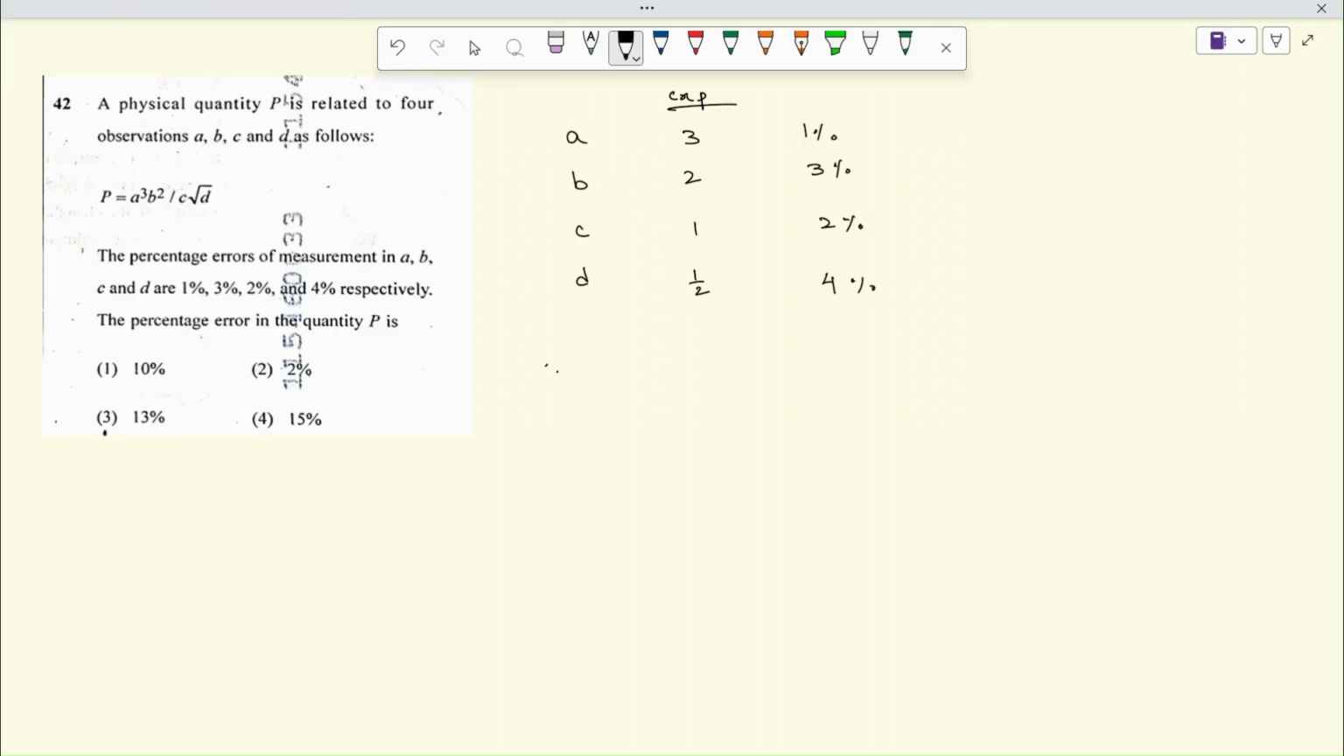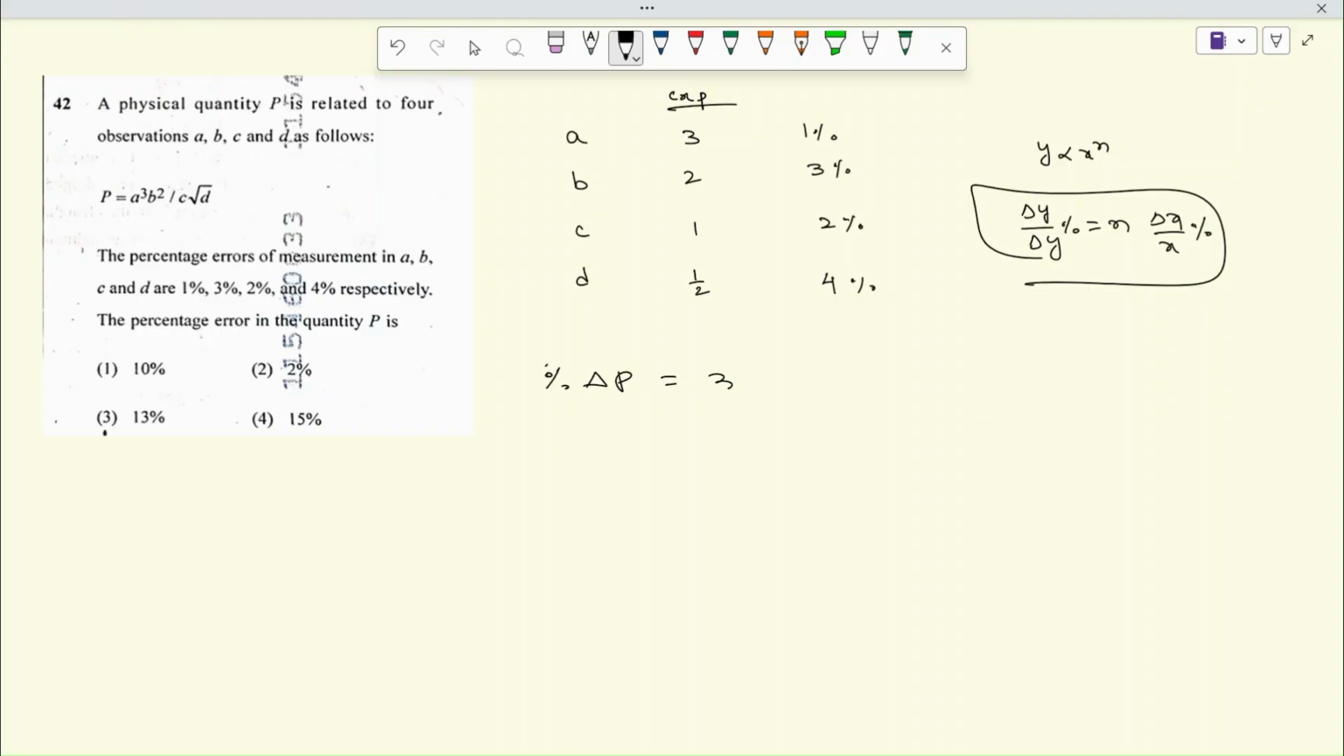Now, percentage change in P is how much? If Y is proportional to X power N, percentage change or relative change also is equal to N into delta X by X. Either percentage change or relative change, the same thing. So it is power multiplied by percentage change.